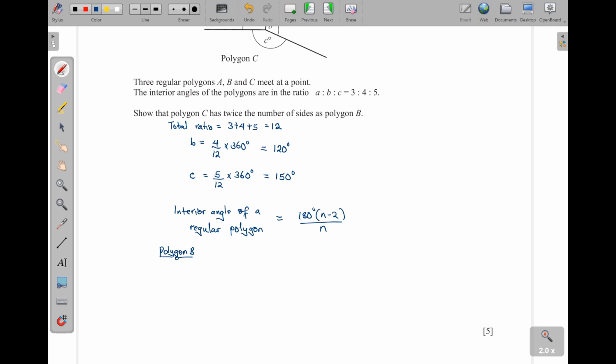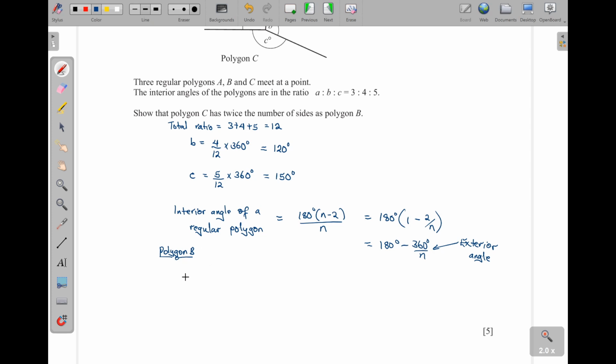Now let's look at polygon B. When we open up the brackets, we can write it like this: 180 into n over n is 1, then minus 2 over n. So when you open up, that will be 180, then minus 2 times 180, that is 360 over n. So this is actually the exterior angle. The interior angle plus the exterior angle always give us 180 degrees.